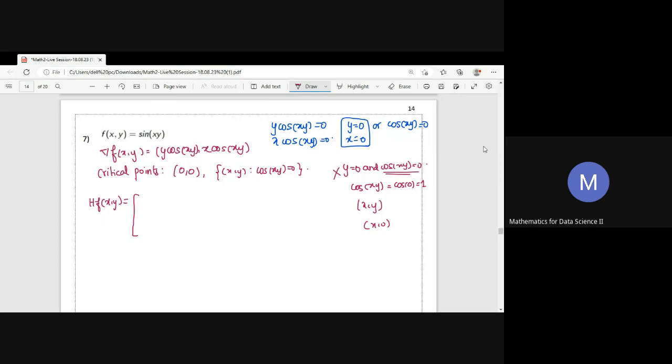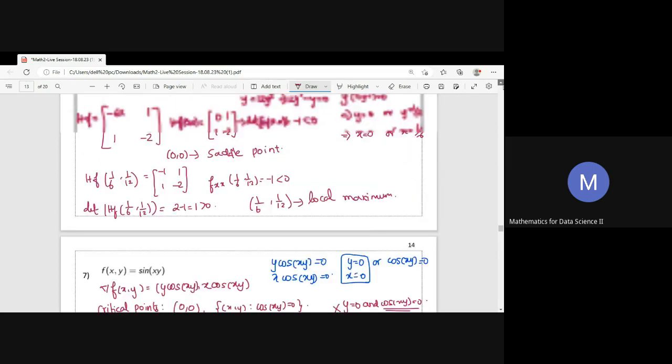Is it clear or not? See, y cos xy equal to 0 is the equation. It could be either y equal to 0 or cos of xy equal to 0. It's an 'or' condition. Why are we considering y equal to 0 and cos of xy equal to 0 together? We cannot consider that. It's 'or' only.